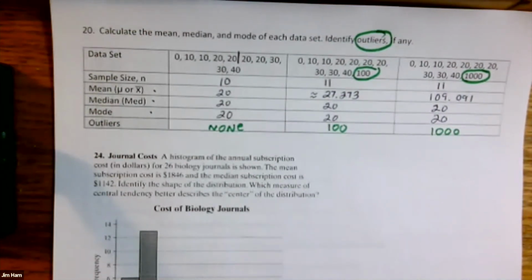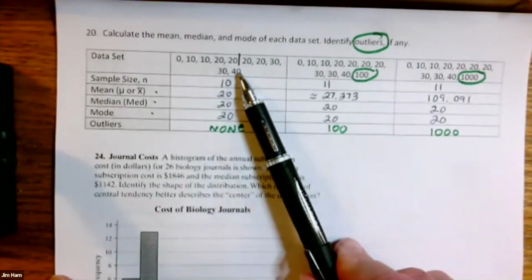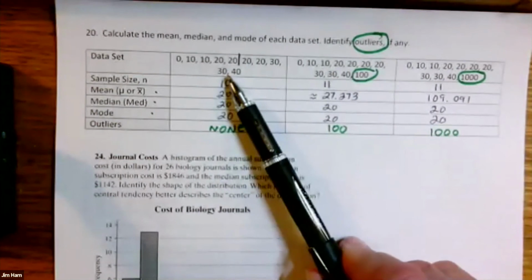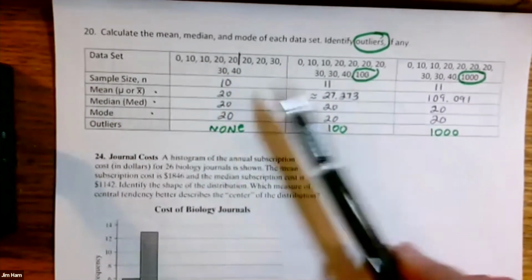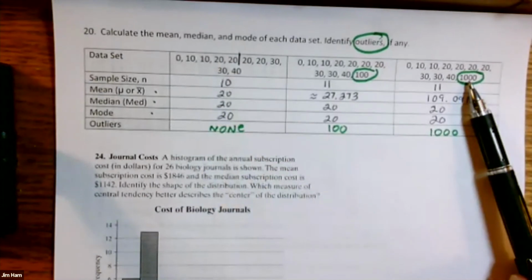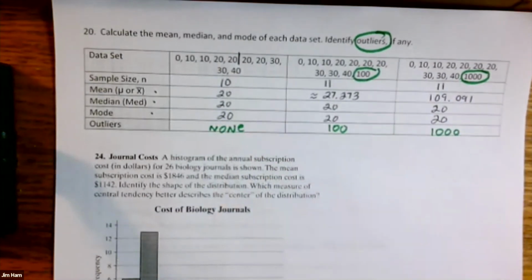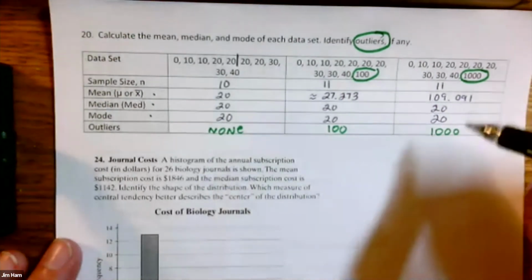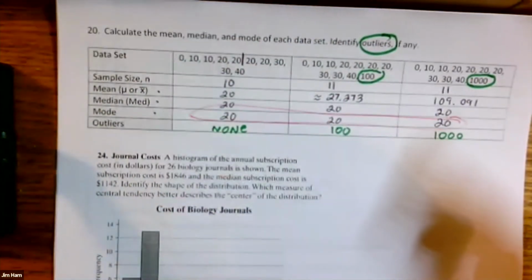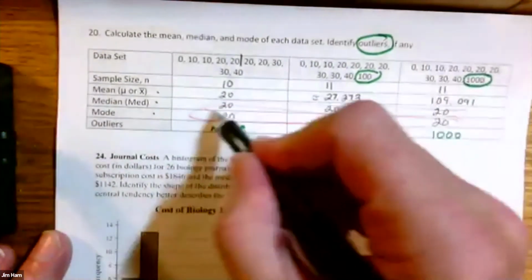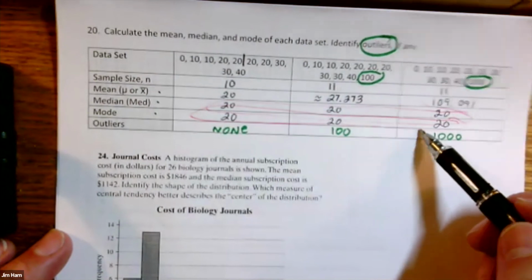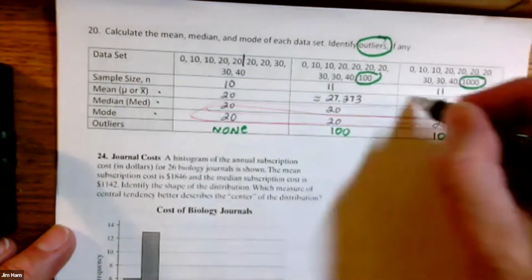You might not notice, but this has 10 data values. This one has 11. I added one single data value to this list. It's the same list, but I added 100. This one, same list as this one, but I just added one more data value, and that was 1,000. If I add one outlier like that, does the mode change? No, all the same. Does the median change if I add one outlier? No, it does not. What changes is the mean.